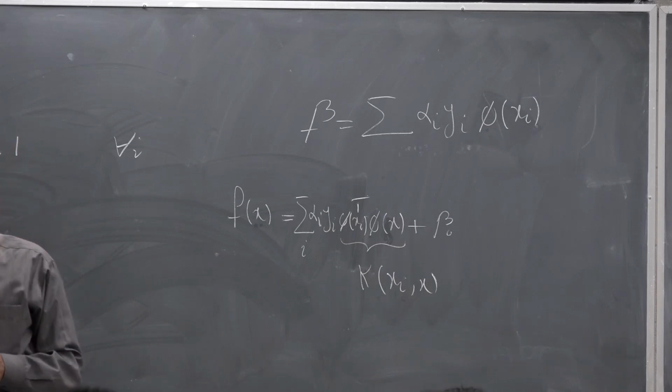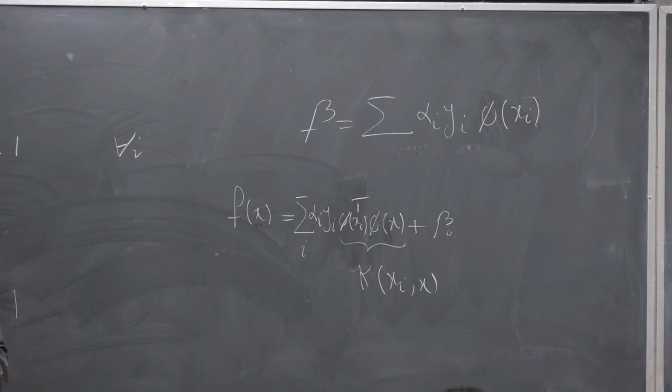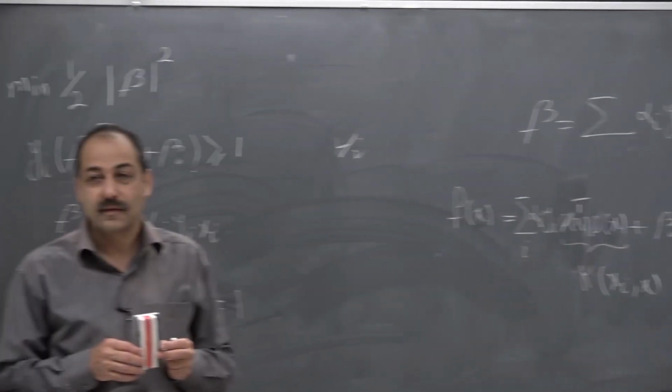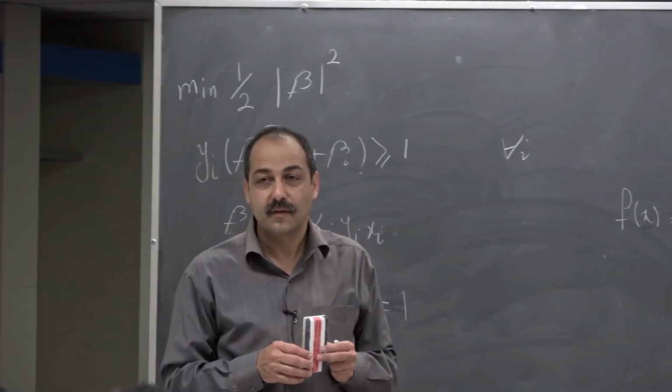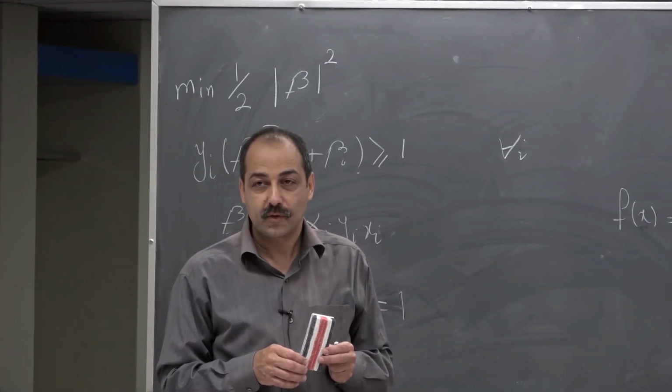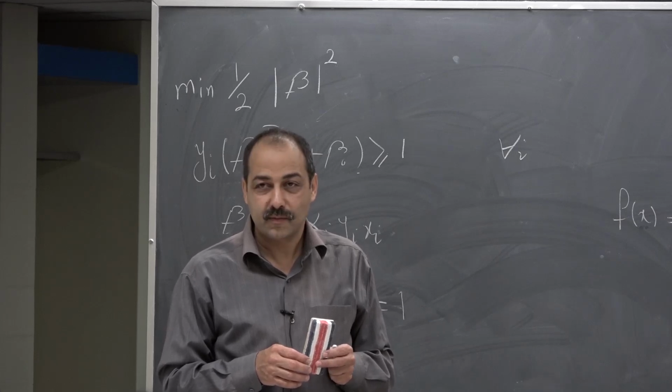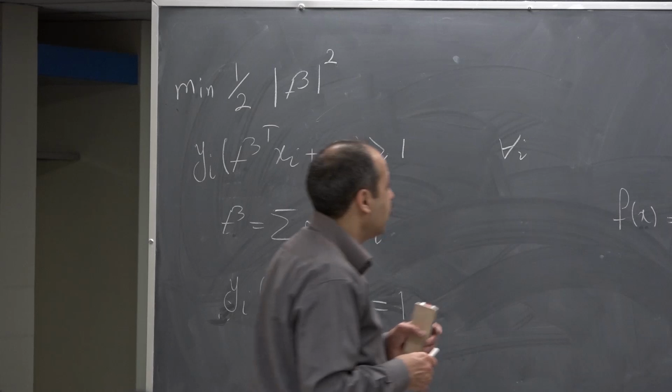When we are using phi of x, is there any chance that the support vectors change when you are transforming from space 1 to space 2? Definitely they change. So the betas will change. Everything will change in the space. Can we use that beta from the first space? No, we don't use the beta from the first space.